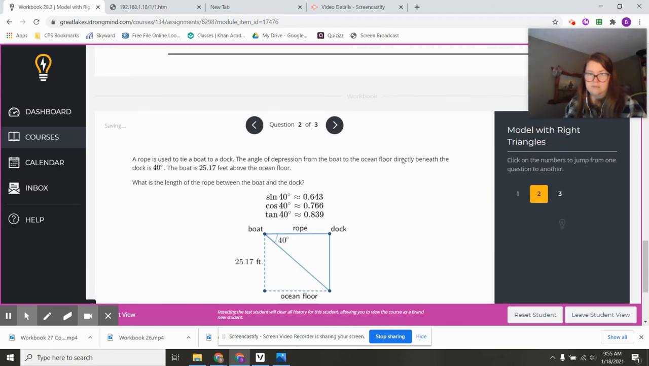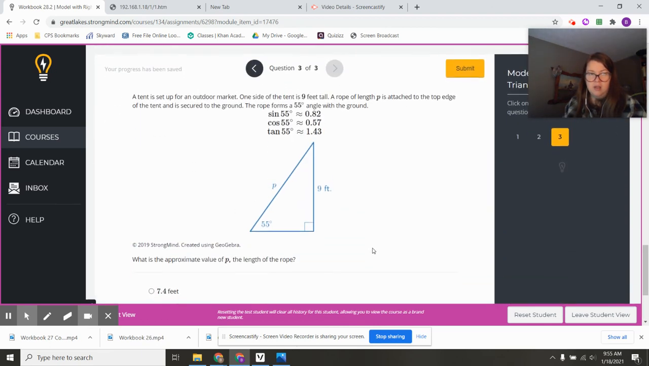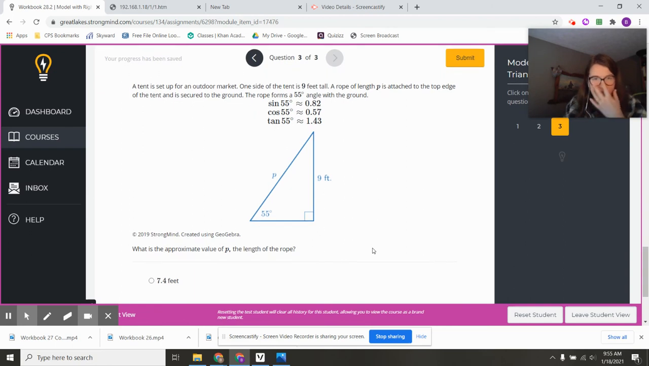And then a tent is set up for an outdoor market. The tent is 9 feet tall. The rope, we have P. We want to find the rope, and I'm given the opposite. So I can see that what I'm going to have to do is the sine. So I would have that the sine of the angle, so sine of 55 is equal to the opposite, which is 9, over the adjacent, which we don't know, but they told us it was P.